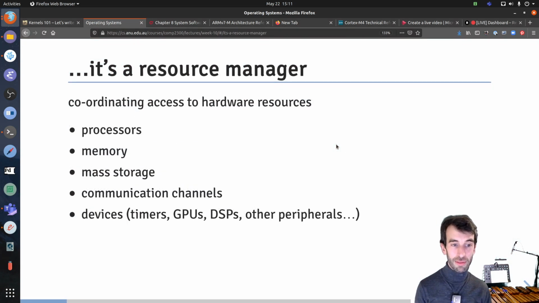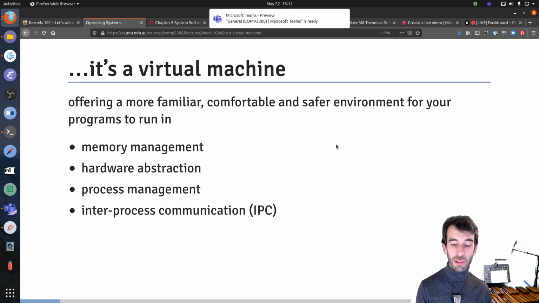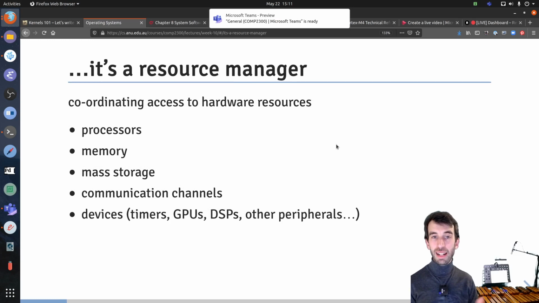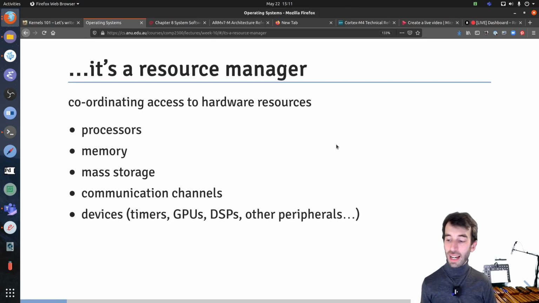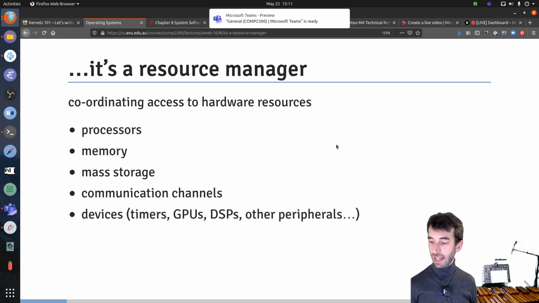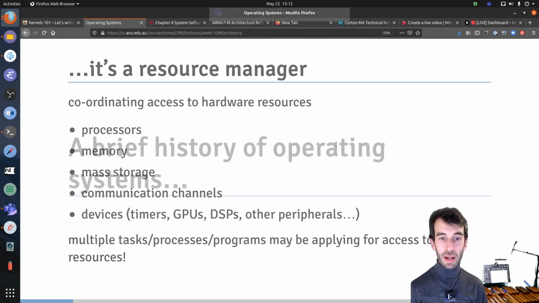And we did discuss a few topics there. It would be a virtual machine, so it would provide a kind of environment for other programs to run on your computer, and be a resource manager. So it would give your other programs access to memory, access to processors, and would give them the ability to interact with hardware. So we'll talk a bit more about those things in a minute.